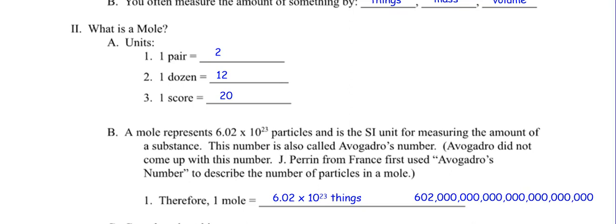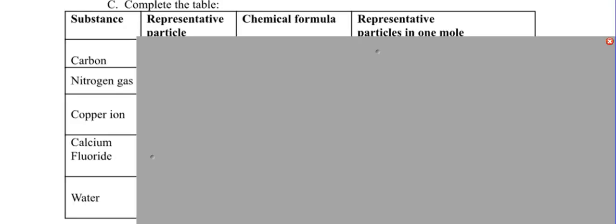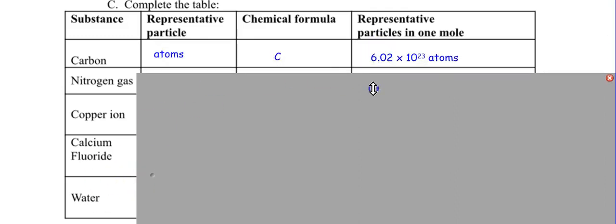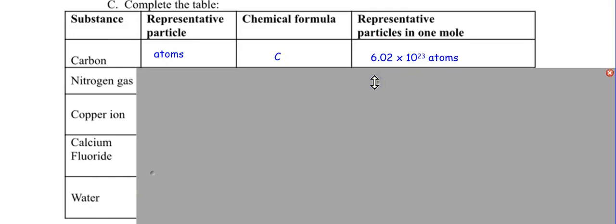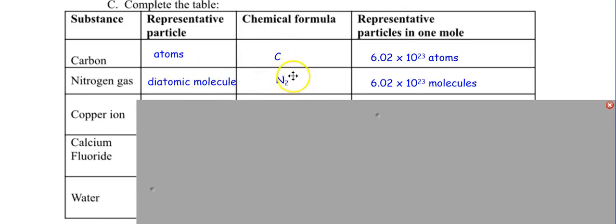Okay, so let's check this out. What's carbon? Carbon's an element. What is the basic unit of an element? Well, it's an atom. So the chemical formula is C, just carbon, and you have 6.02 times 10 to the 23rd, or 602 sextillion, atoms in 1 mole. Notice that this word is atom. Well, what's nitrogen gas? Isn't that N2? It's a diatomic molecule, so the chemical formula is N2. That means there are 6.02 times 10 to the 23rd molecules in 1 mole. That's the smallest unit of nitrogen gas, a molecule.